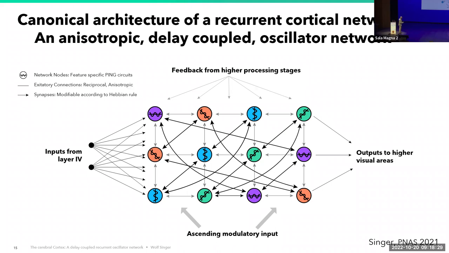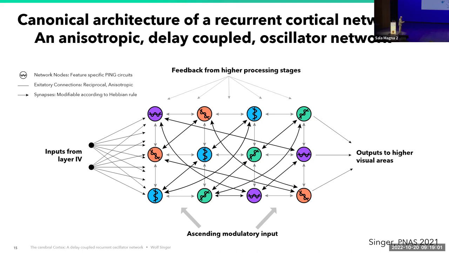So it's a recurrent network that is anisotropic with respect to the coupling weights. It's delay coupled because these are not electrical wires. It's not light speed. This is conduction times or conduction velocities of one to 10 meters per second. So it's very slow. So the coupling here is with delay, whereby the delay increases with distance. And very important, the propensity to oscillate.